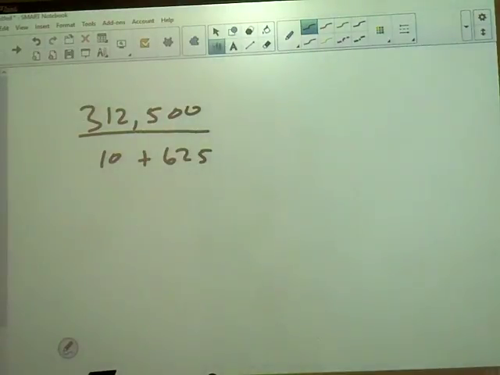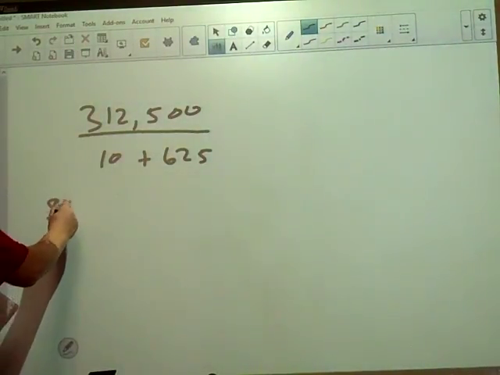Grace has got $492.13 on her calculator.